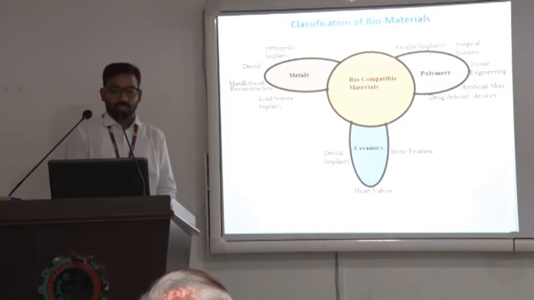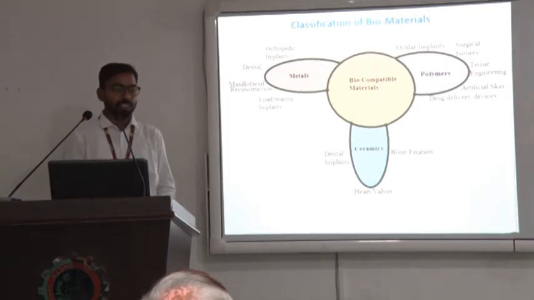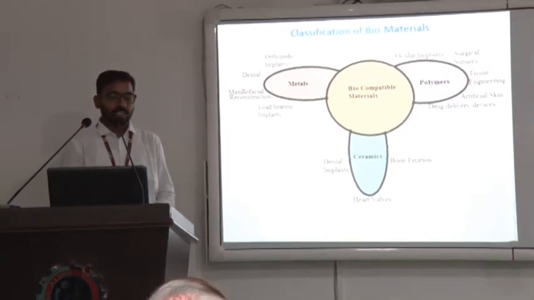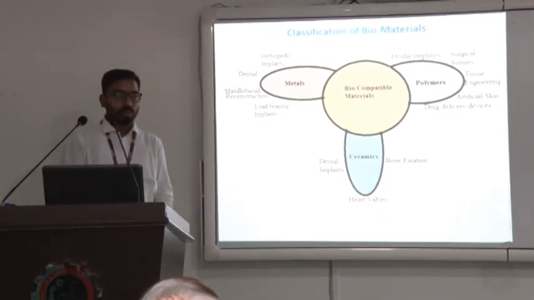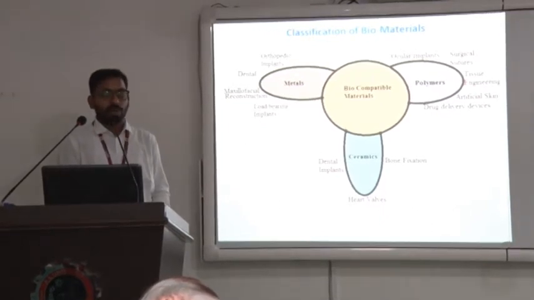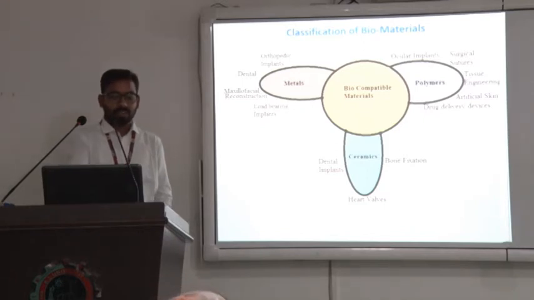Biomaterials are classified into three groups based on applications: metals, polymers, ceramics. Metals are used for orthopedic, dental, maxillofacial, load bearing. We selected a cobalt chromium tungsten alloy, and our implants will be focused on orthopedic implants, dental, maxillofacial reconstruction, and load bearing implants.